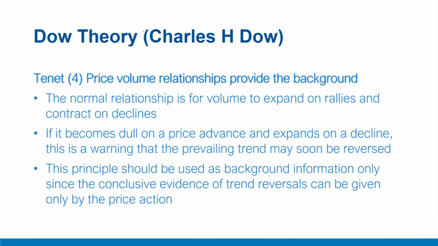The fourth tenet is that price and volume relationships provide the background. The normal relationship is for volume to expand on rallies and contract on declines. If it becomes dull on a price advance and expands on a decline, this is a warning sign that the prevailing trend may soon be reversed. This principle should be used as background information only, since the conclusive evidence of trend reversals can be given only by the price of the respective averages, that is, industry sector indices.